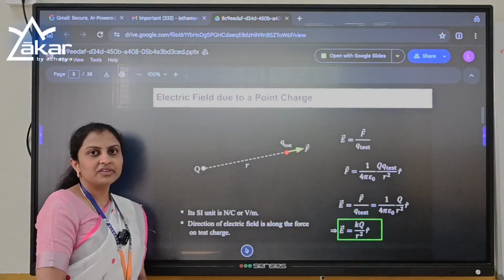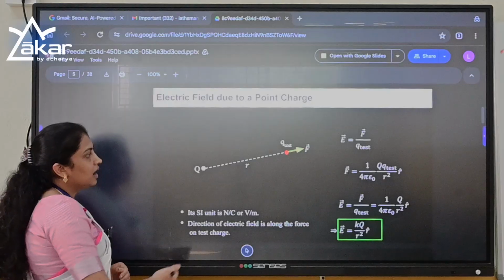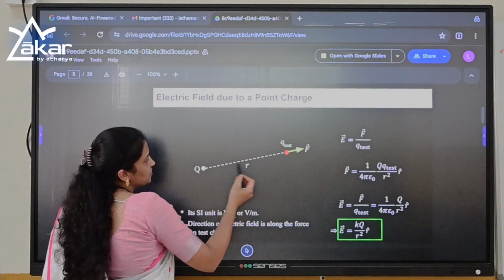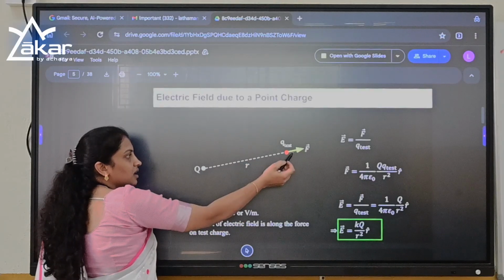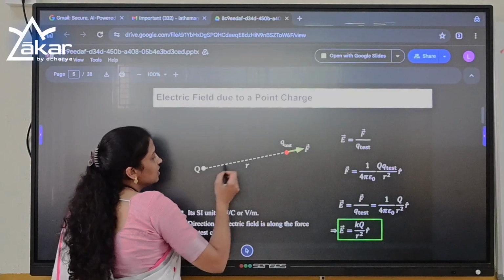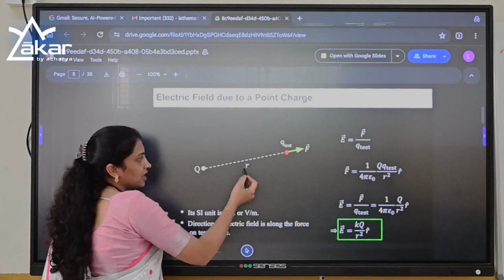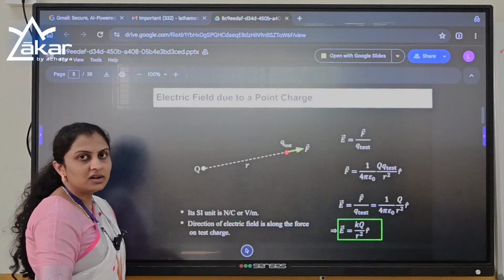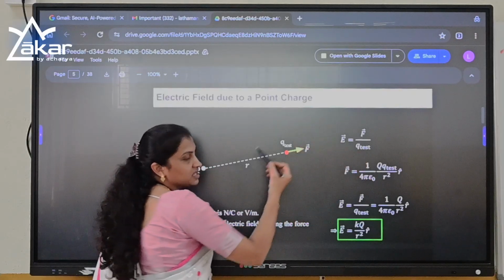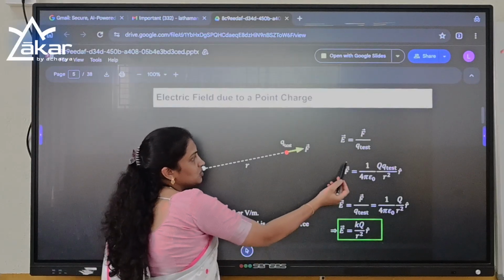So now the electric field due to a point charge. You can take the point charge Q, and I will take the test charge. So what is the expression? Now the distance from the point charge to the test charge is R. It experiences repulsion. Why does it experience it? Because here is a plus and here is a plus. So what is the expression for electric field? E vector is equal to F vector divided by Q test. Test charge is always positive.